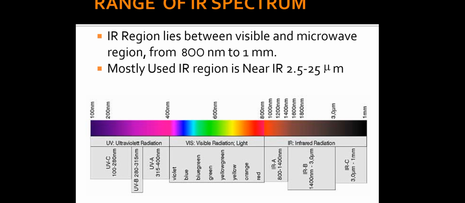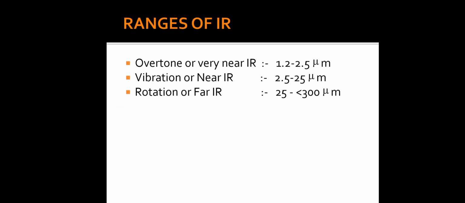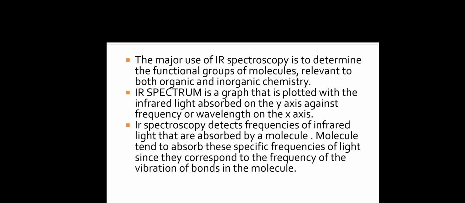Mostly used IR region is near IR, which is 2.5 to 25 micrometer. Ranges of the IR: the first one is overtone or very near IR, which is 1.2 to 2.5 micrometer, and the second one is vibration or near IR, which is 2.5 to 25 micrometer, and the third one is rotation or far IR, which lies from 25 micrometer to above 300 micrometer.